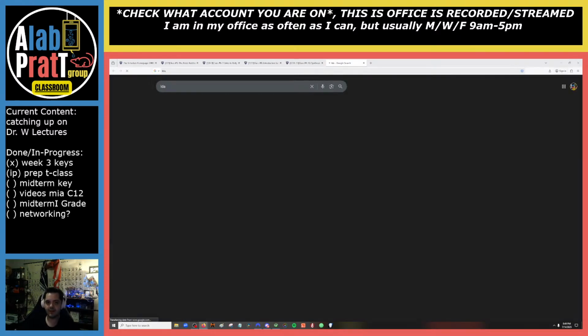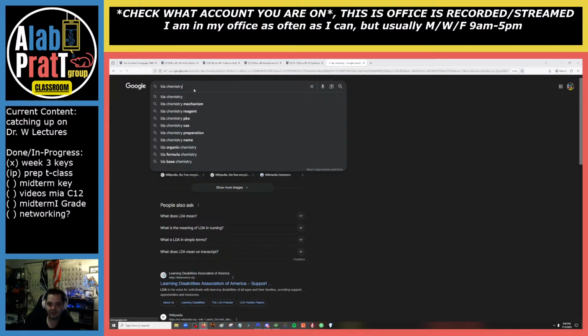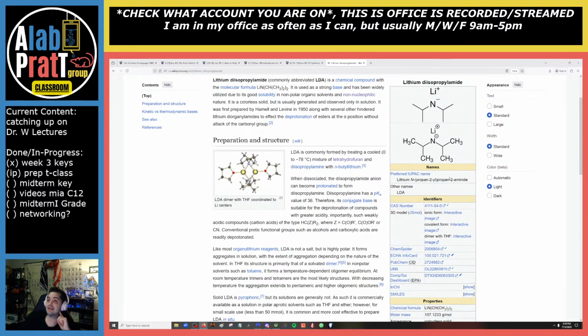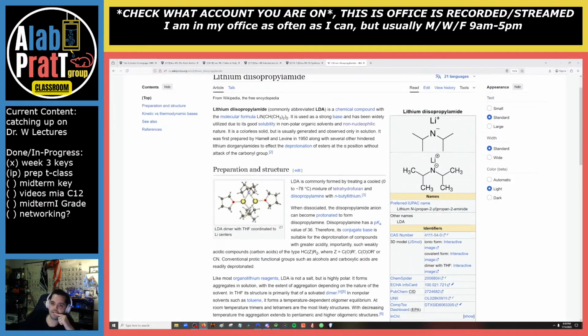Let's look at LDA for a second. LDA chemistry is always better to write. This base, because it has these isopropyl groups, is a bulkier base, and so it doesn't attack carbonyls. It tends to attack the alpha protons, specifically the alpha proton that's easiest to attack. It goes through the kinetic route, and typically it's run in really, really cold conditions. So this is an important thing to remember.